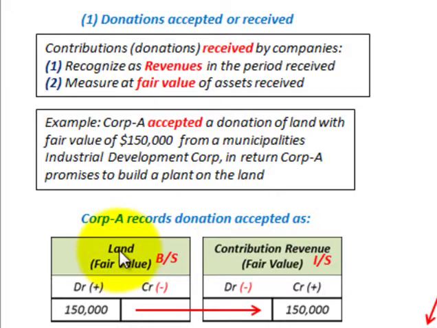What they would do is they take their land, set up a land account, and again it's at the fair value of the land. On our balance sheet we debit it for $150,000, and then on the income statement the credit would go to the contribution revenue. Again, at the fair value of the land we'd credit that for $150,000. So this was simple enough for donations accepted or received by a company.